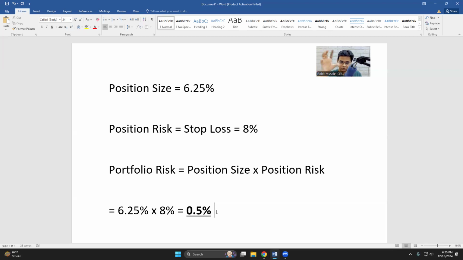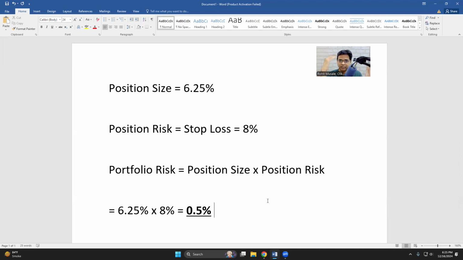Correct? So, my point is you have to understand what is position size, position risk, portfolio risk. Don't risk too much of your portfolio on a single stock, especially if you are just learning. Okay. So if this is 5% and this is 8%, your portfolio risk becomes 5% multiplied by 8%, that is 0.4%. So 99.6% is still in cash. I mean, that's not at risk.